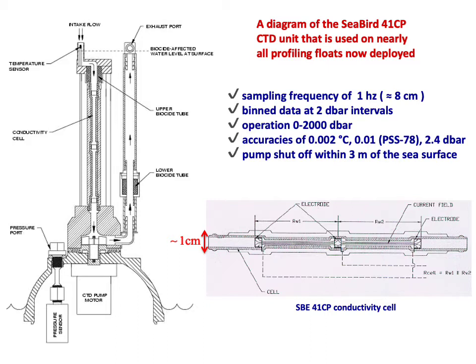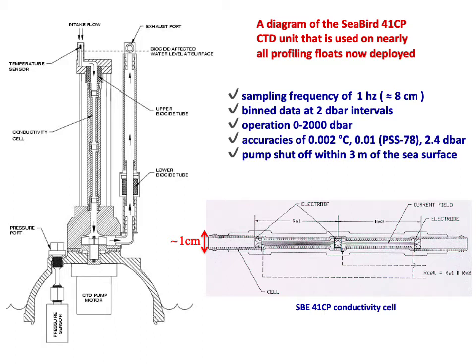And you can see here, on the left marked intake flow, water enters there. It's pumped in by, near the bottom there, you can see something labeled CTD pump motor. That basically sucks in water as the float is ascending during its ascent phase. The water passes by the temperature sensor, through the conductivity cells, so we get a temperature and conductivity measurement, and then out through the other side through the exhaust. In doing so, it moves through the biocide tubes, and we'll talk about that in a moment.